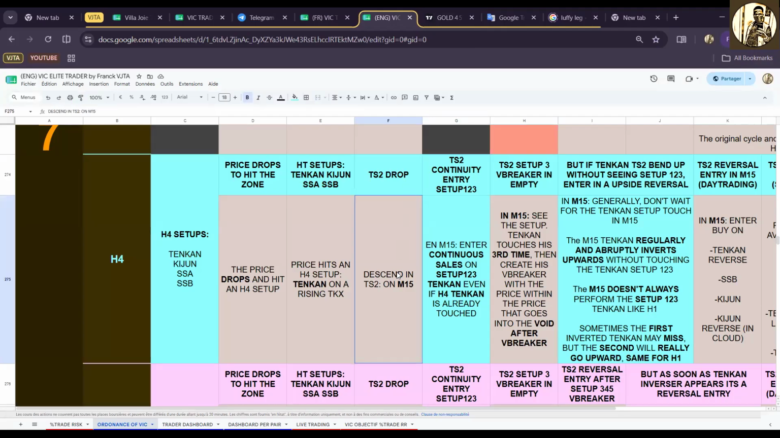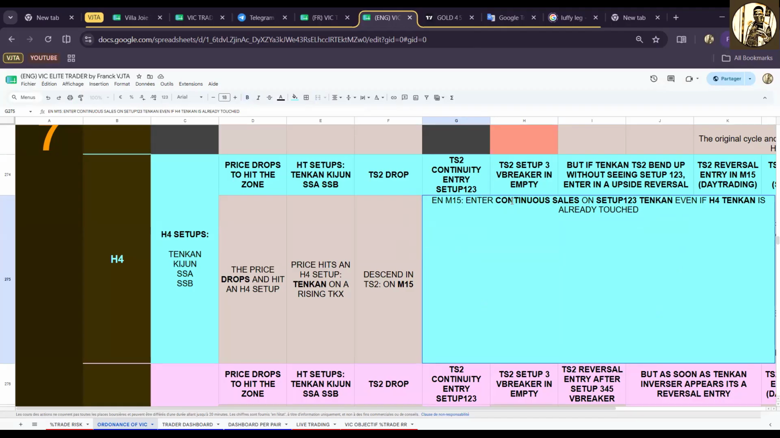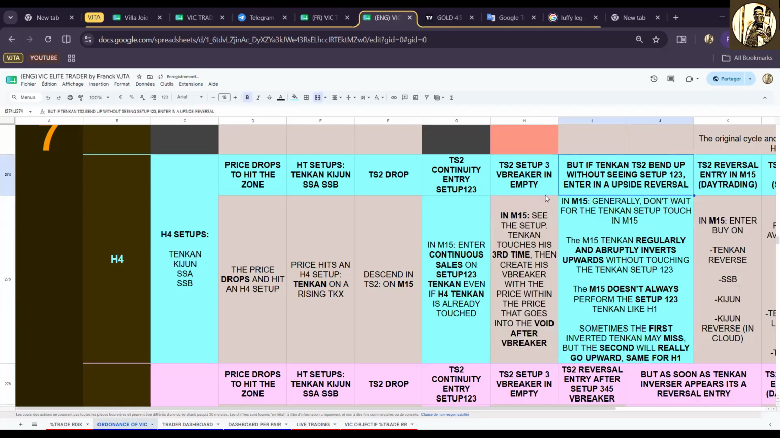So when you drop in 15 minutes, keep selling. In 15 minutes, keep selling the Tenkan setup, even if the H4 Tenkan setup, keep selling the Tenkan setup 1, 2, 3 on 15 minutes, even if the high time frame H4 Tenkan setup has been touched.